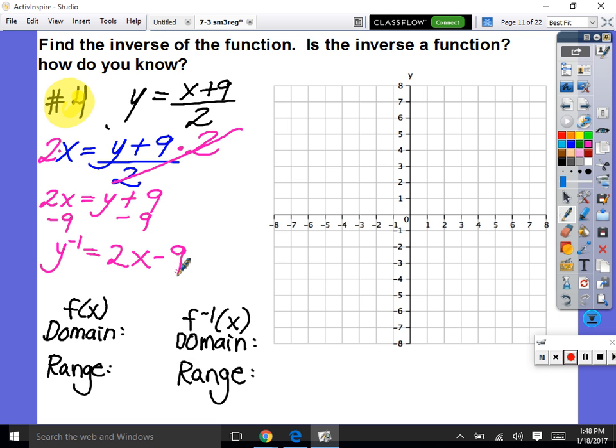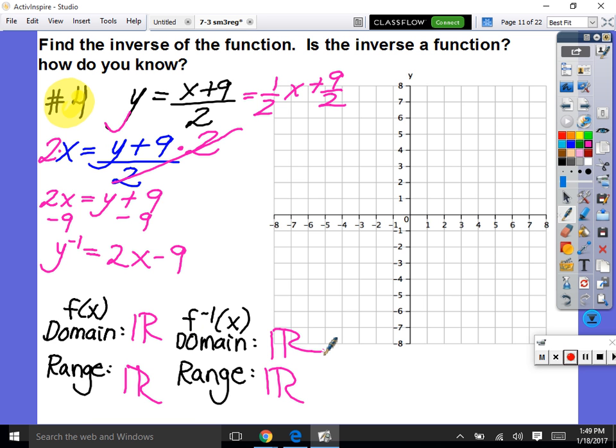Okay, everybody, you have my original function, which is not written very pretty, which is really just 1/2 x plus 9/2, right? Isn't it a line? I'm not going to graph it if we can see it without graphing it. What's the domain of a line? All real numbers. So what's my range of this? All real numbers. What's my range on a line? All real numbers. So what's my domain going to be on my inverse? All real numbers. Okay, good.